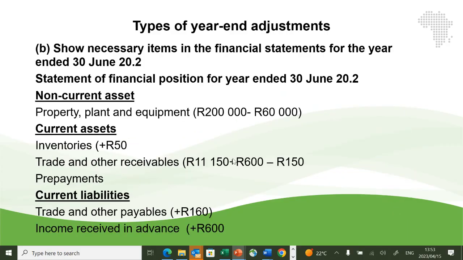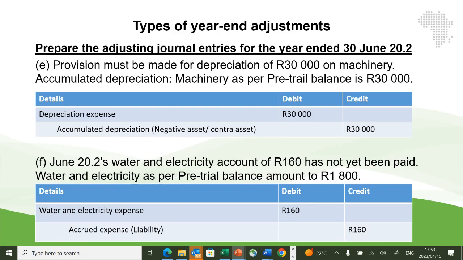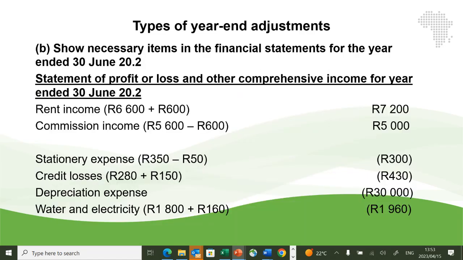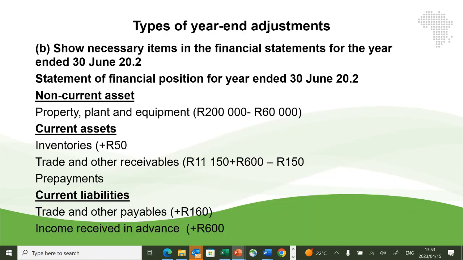And here we are subtracting what? 150. Where is this 150 coming from? When we debited the credit losses, we credited the trade receivable control, which is an asset account. And when you credit an asset account, you are reducing that asset account. So that's why when you go that side, we are subtracting this 150.